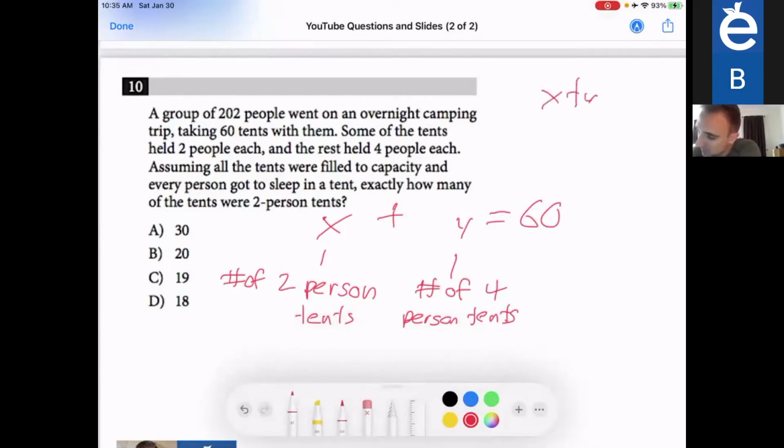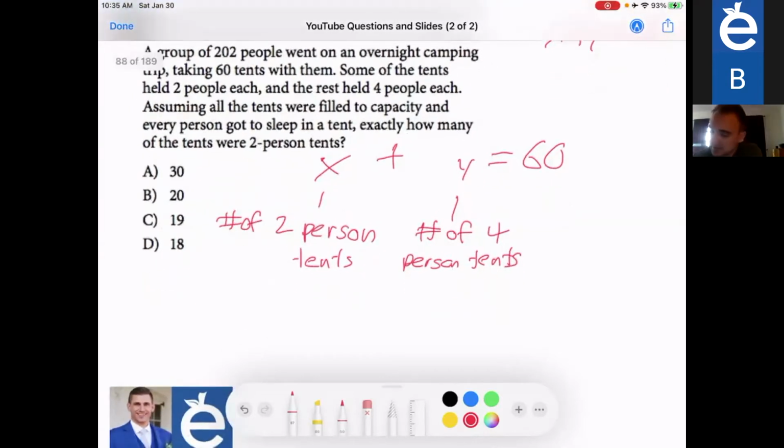X plus y is equal to 60. Okay. And they tell us that we have 202 people that went. So if we keep these same variables in play here, these x and y's, how can we involve that 202?